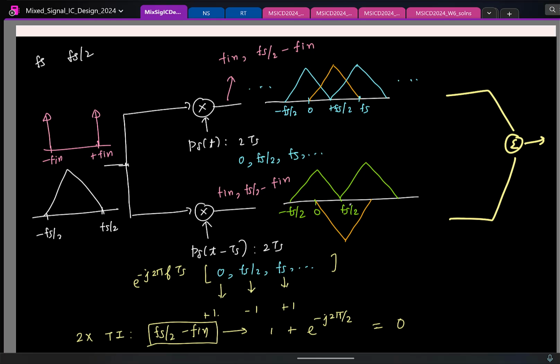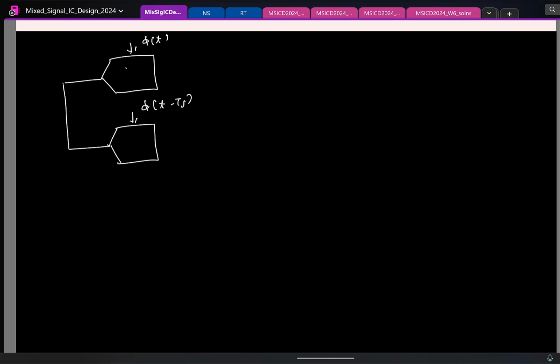So the same happens for an n-channel interleaved ADC also. So let us say now you have, is this clear? Shall I move on? So let me take an nx interleaved ADC. So this is the first one, phi of t. This is the second ADC, phi of t minus ts. Each of the sub ADCs is sampling at fs by n.